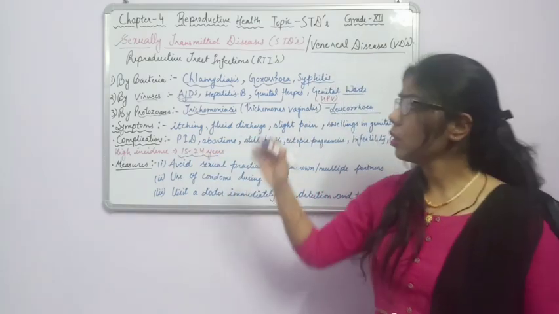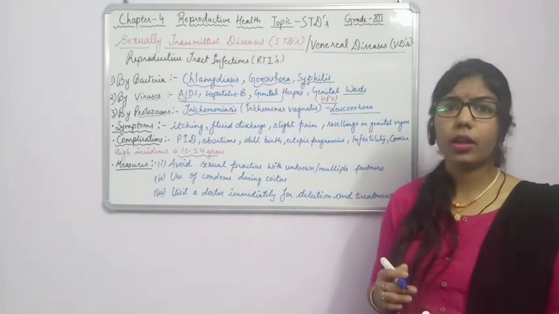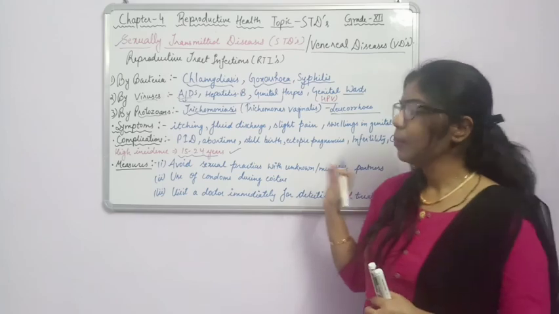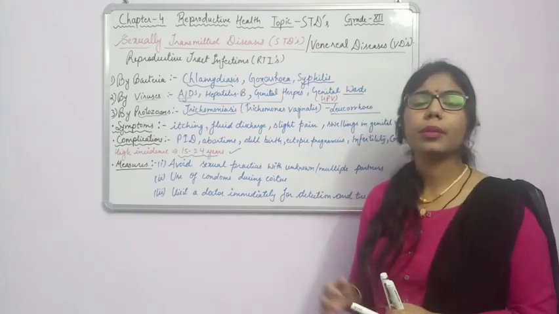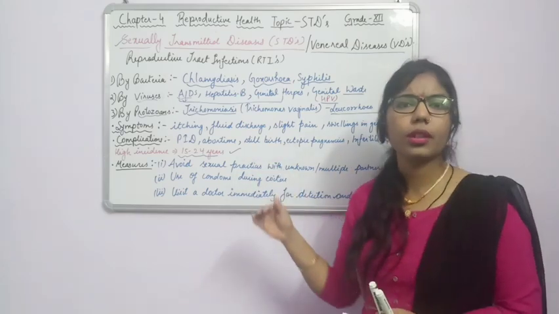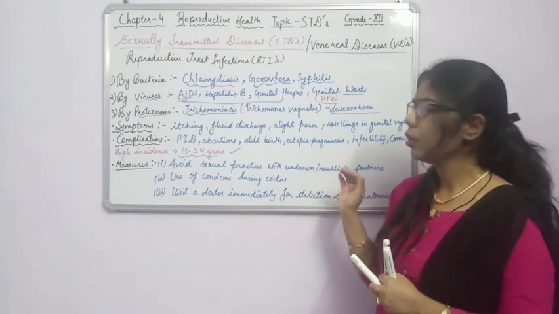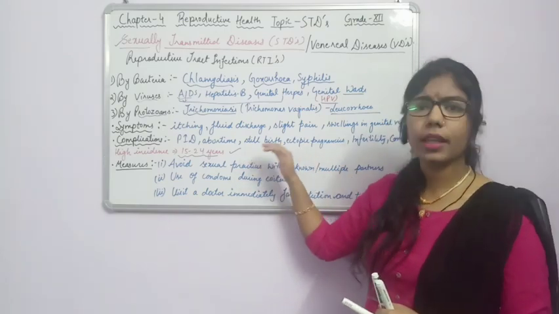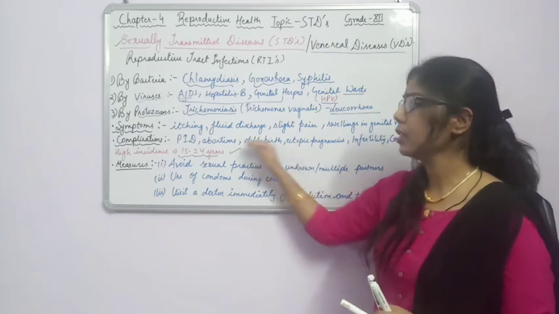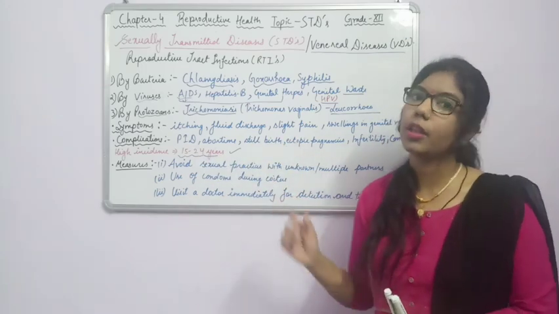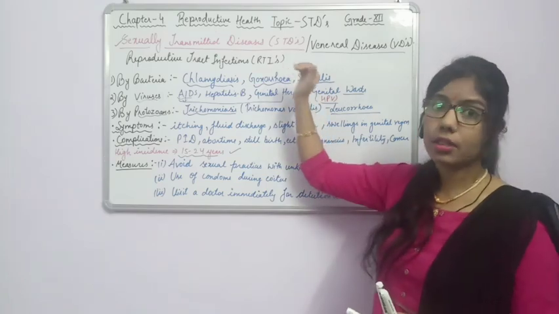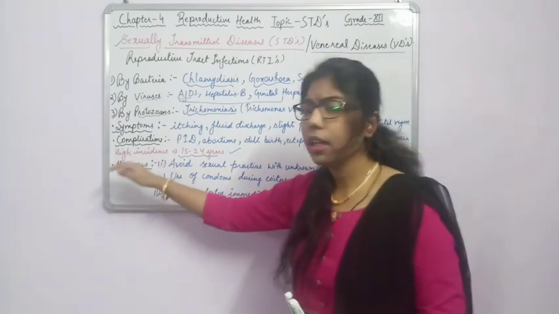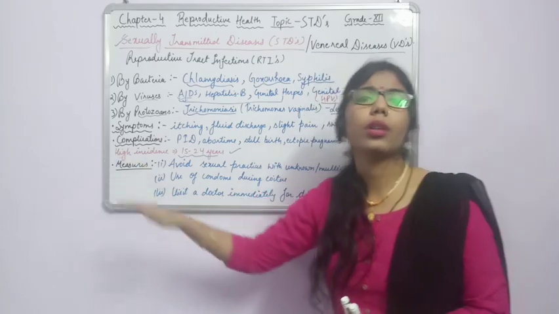The incidence of STDs is very high, or the risk is higher, in the 15 to 24 years age group, because this is the period in which the children or the youth don't know what to do and what not to do. So they should not be distracted, and this age period is very, very important because there are more chances of getting STDs. Now how can we avoid and control this?